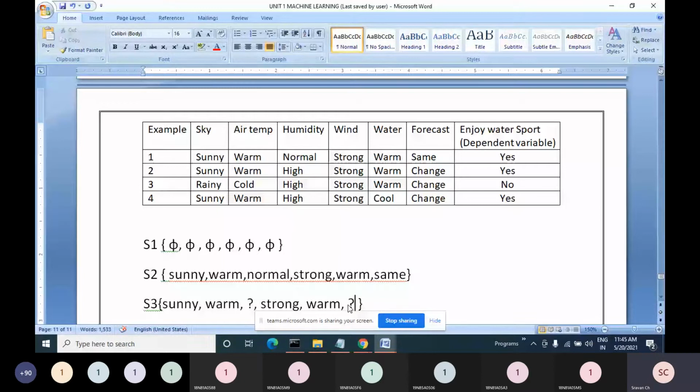So initially this was my most specific hypothesis. When I visited my first record whose outcome was positive, my most specific hypothesis became like this, S1. Again I went to the second record, which was also a positive example, so again my most specific hypothesis got affected, and right now my most specific hypothesis is S3.